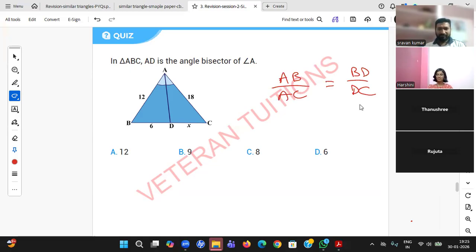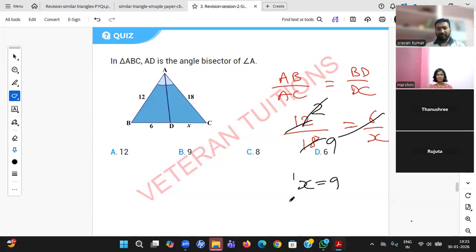Rujuta, right answer. 12 by 18 equals 6 by X. Finish. 6 ones are 6, 2s are 12, 2 nines are 18, so X equals 9. Anushri, understood, beta? Yes, sir, I was doing it.